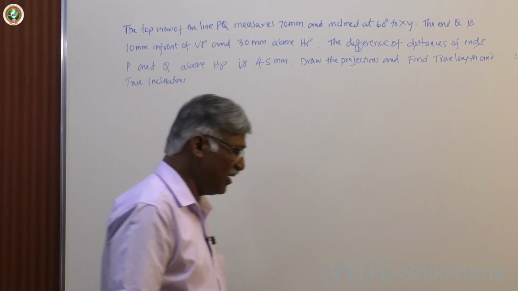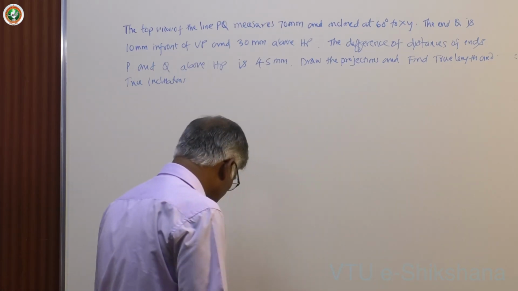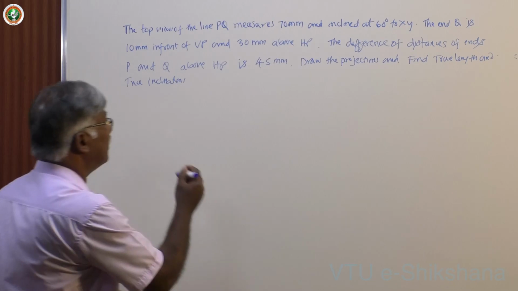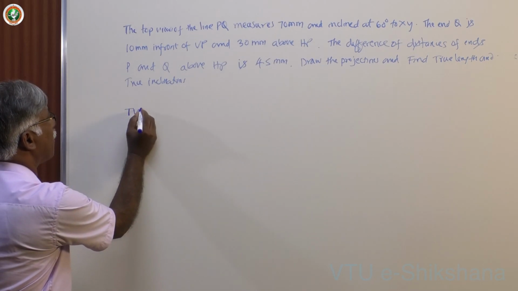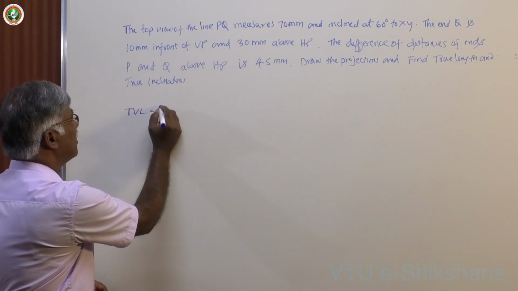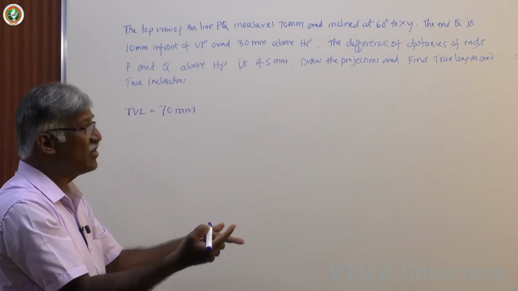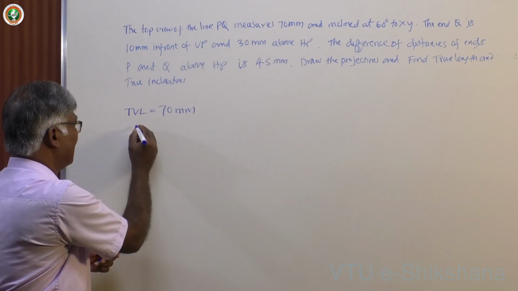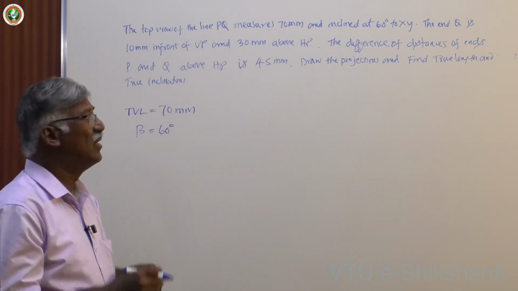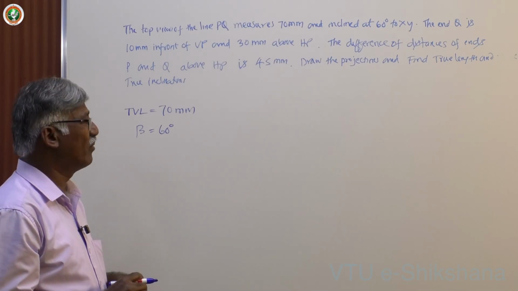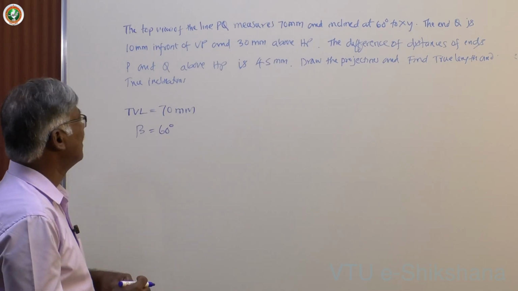Okay, now let me list what exactly is given. In this case we have top view length equal to 70 mm. That is, the top view is inclined at 60 degrees to XY. That is beta equal to 60 degrees. So if you recall the problems which I worked out earlier, the top view is inclined at beta degrees, the front view is inclined at alpha degrees to XY.